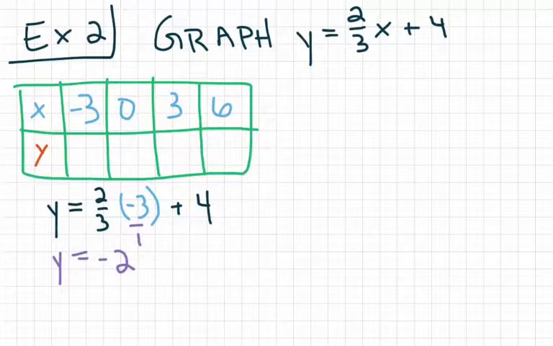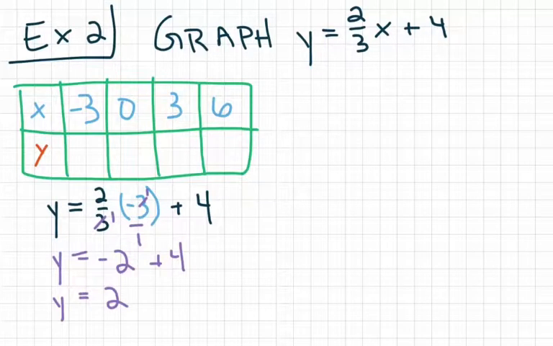Or another way that we could go about doing it is we could do some canceling. 3 goes into 3 once, and 2 times negative 1 is negative 2. So I end up with negative 2. Either way is fine as long as you're being careful with the math. So y equals negative 2, and I'm going to bring down the plus 4. So negative 2 plus 4 will give me y equals 2. So when x equals negative 3, y is going to equal 2.